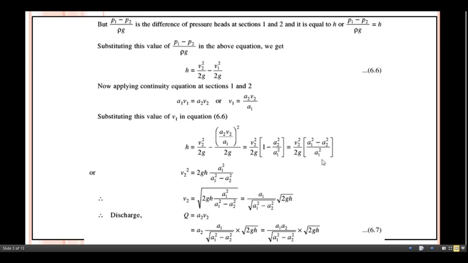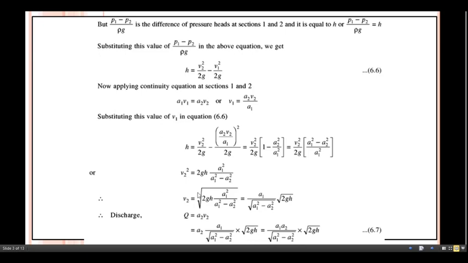This term will come here. That's why you have to multiply by this 2g to this h term. So 2gh multiply by here a1. This a1 square goes in the numerator and this comes in the denominator. So here v2 square is with us.